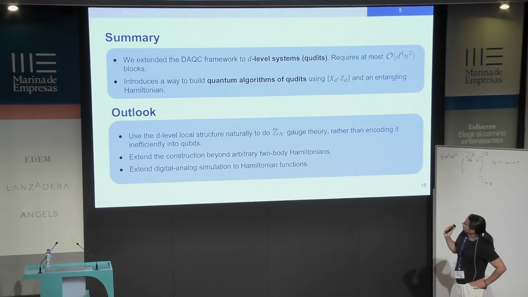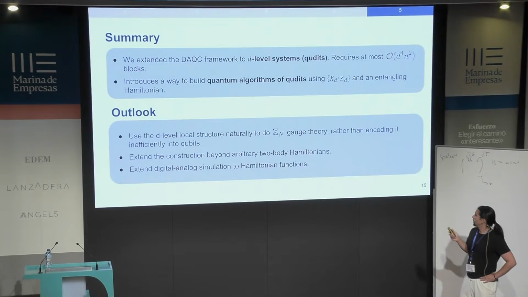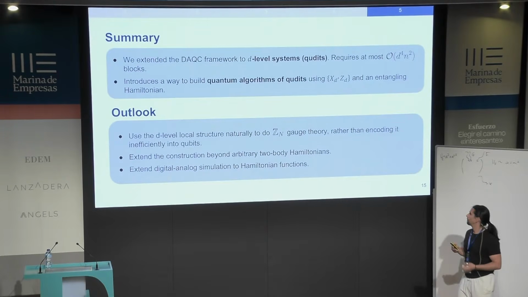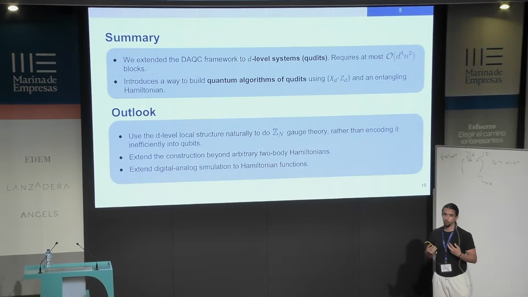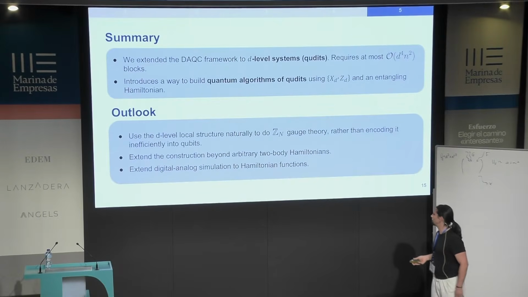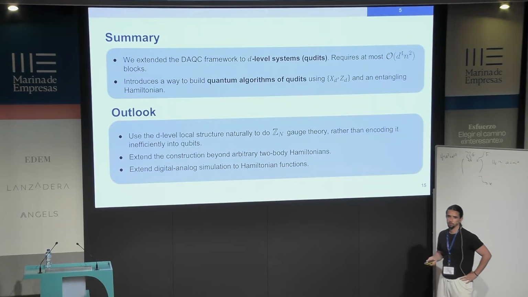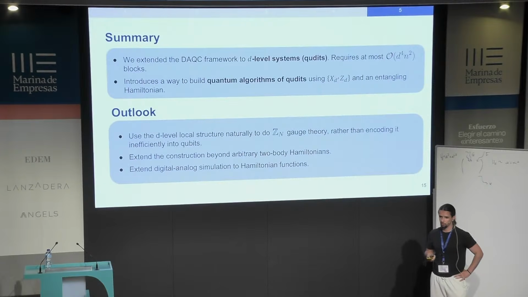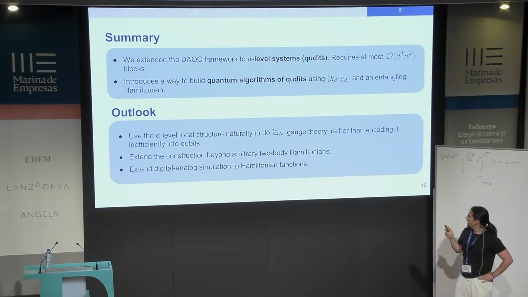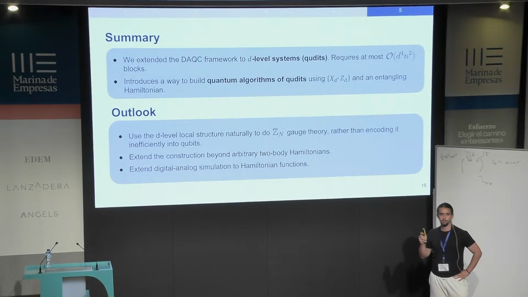Now, regarding the outlook or the future projects, we are working on using our D-level local structures to naturally do gauge theory simulations, because now we have the resources of how to map these natural resources into our physical problem. We are also looking into extending the construction beyond two-body Hamiltonians. That means doing many-body Hamiltonian simulation using digital analog quantum computing. And we also want to extend digital analog simulation to Hamiltonian functions. This means doing nonlinear simulations.